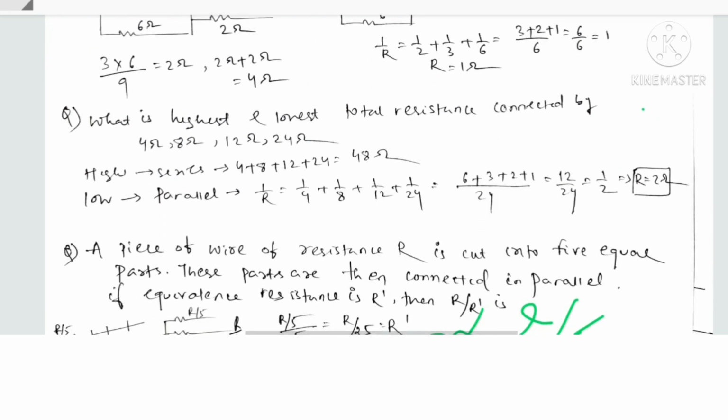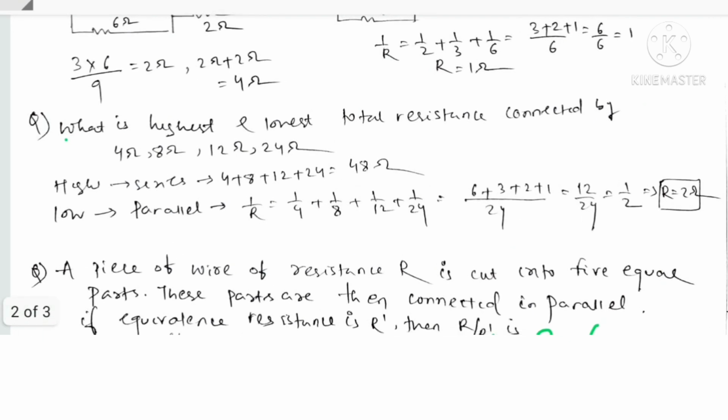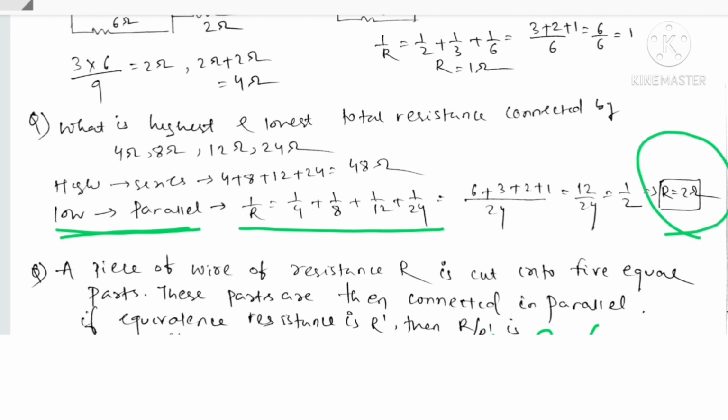Then what is the highest and lowest total resistance obtained by connecting all of these? Okay, we know in any combination, highest is when we connect them in series, so we just add up R1 plus R2 plus R3 plus R4, 48 ohm. Then in parallel, that is the lowest, 1 by R is equal to 1 by R1 plus 1 by R2, like that we will get the answer 2 ohm.